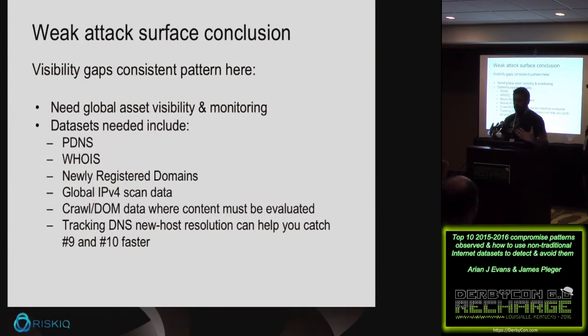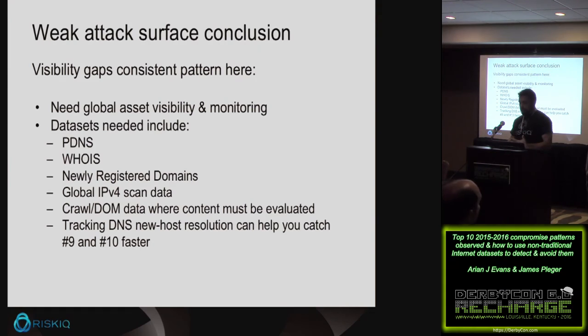So, conclusion from this, it's pretty obvious that based upon these breach cases, there's a common pattern. We don't have global asset visibility, and we don't have a way to monitor them. But it's not that hard to do if we have the right data sets. The data sets for most of this can be simply done with passive DNS, WHOIS. Newly registered domains is another really good one to catch these.